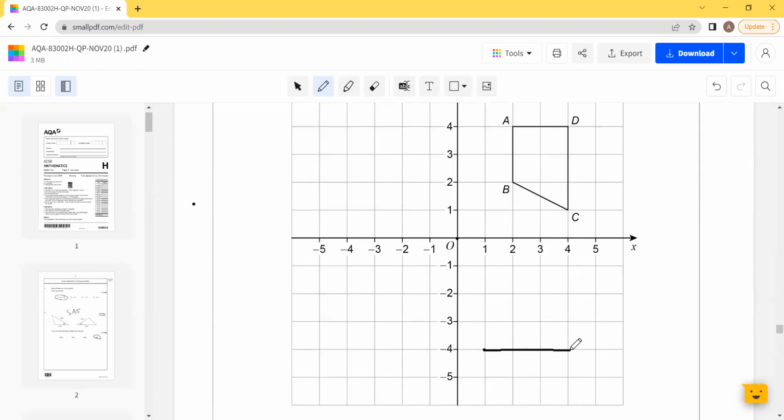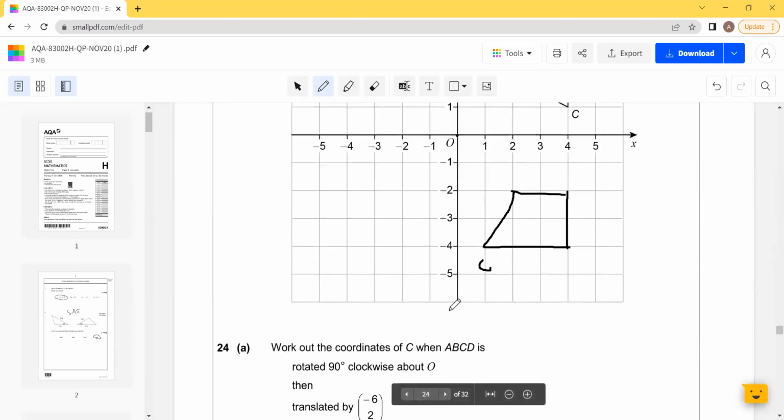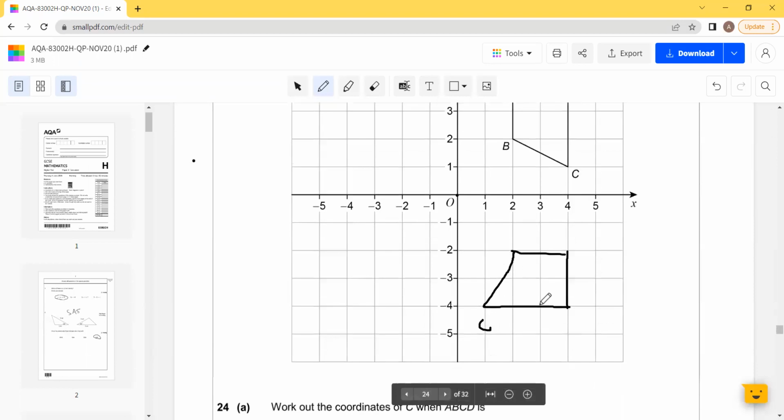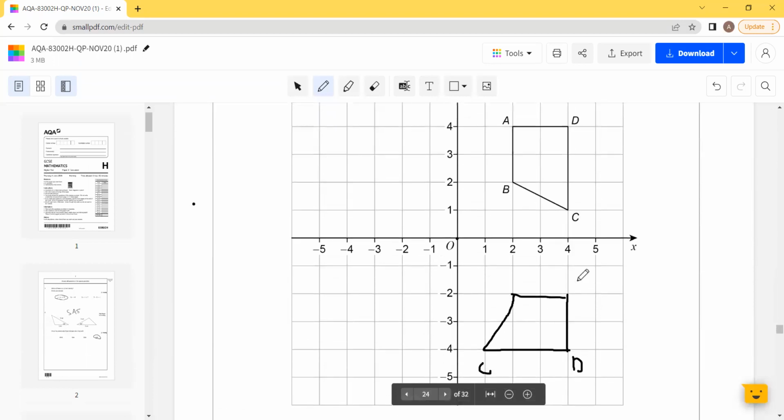So this is what our rotated quadrilateral is going to look like. This is our point C. And if we translate it now by minus 6, 2, let's see what happens. So 1, 2, 3, 4, 5, 6, and by 2, 1, 2. Or maybe I've done something wrong. Sorry, let's just focus on C. I've been focusing on the wrong point. So this is C, D, A, and B.